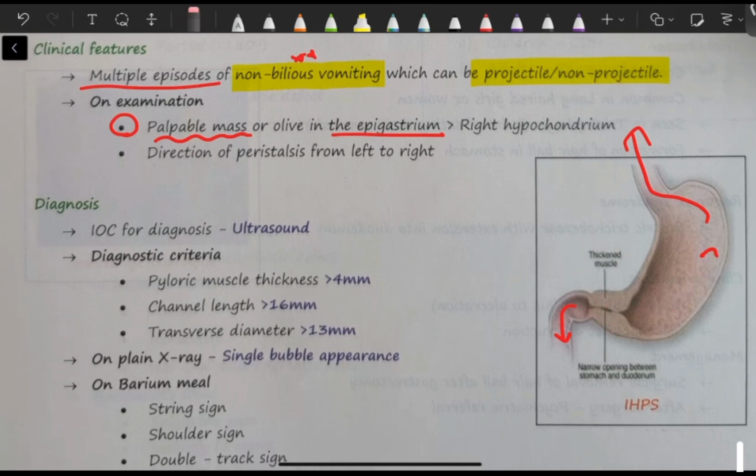So that is palpable usually in the region of epigastrium, and in some patients it can be seen in the right hypochondrium also, but most commonly it is seen in the epigastric region, and the direction of peristalsis is from left to right only.